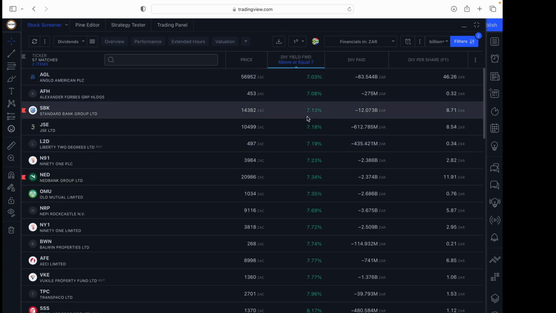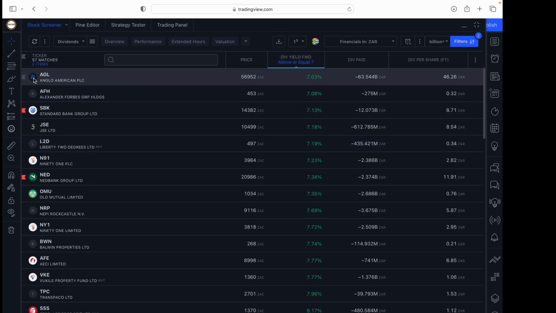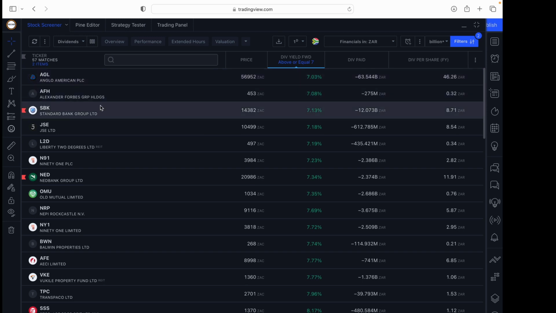So once again, when we sort using the dividend yield, we can see we're starting with Anglo American Platinum or Anglo American PLC. There's Anglo American Platinum, then there's Anglo American Group. The PLC is Anglo American Group. If you buy Anglo American Group, you get exposure to Anglo American Platinum, Kumba Iron Ore, and all the other companies that are under the umbrella of Anglo American. So that is something that you have to keep in mind.